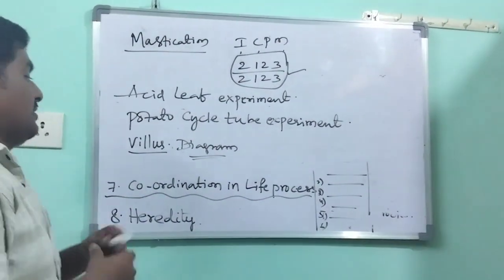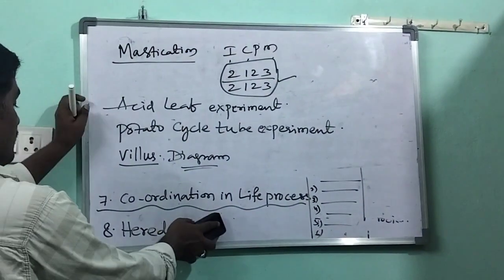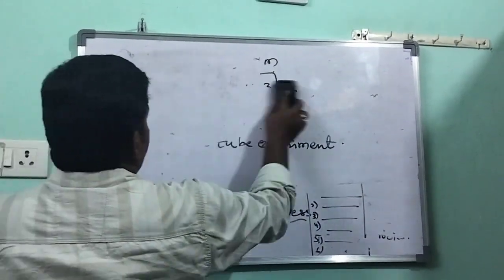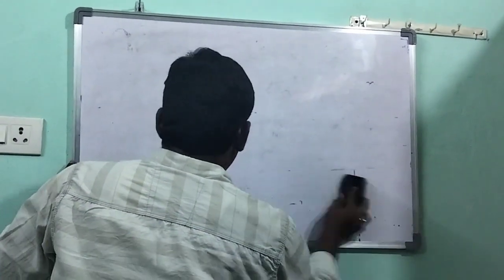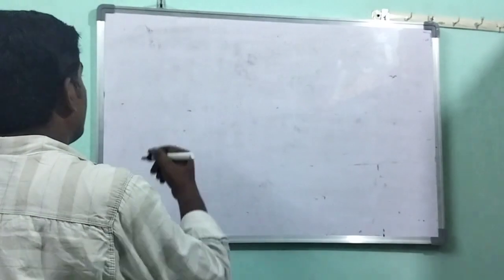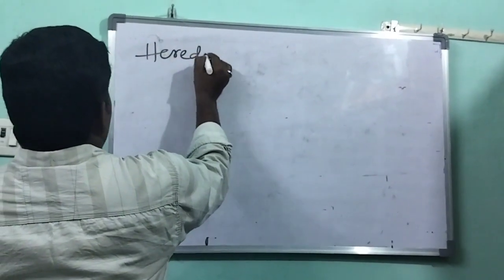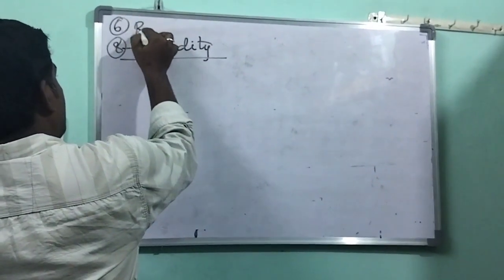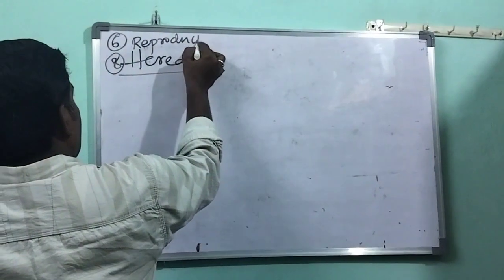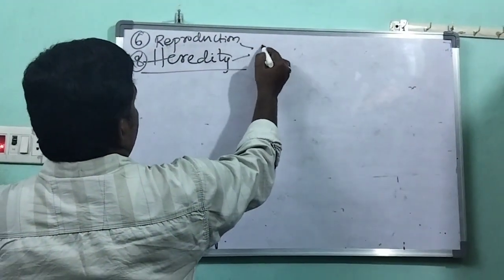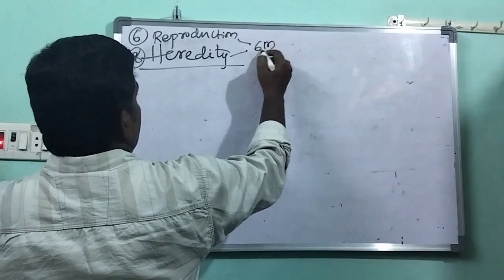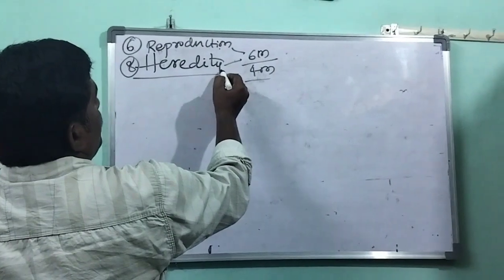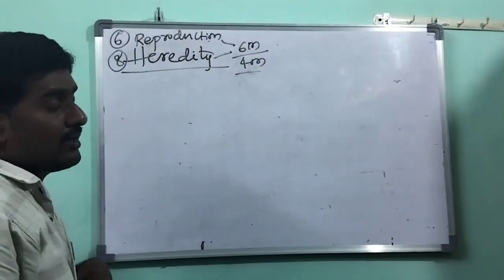Right, next, here one more question is there. Next, a very important chapter, heredity. In the heredity chapter, this is very important. We can expect a 6 marks question either from the 6th chapter, reproduction, or from heredity. Otherwise, one 4 marks question will come. If they ask 6 marks there, here we are going to get a 4 marks question.